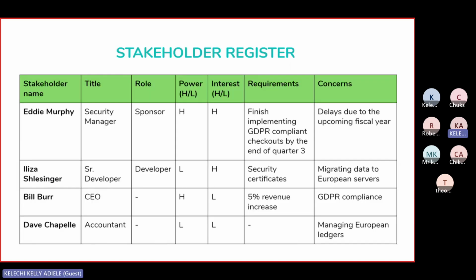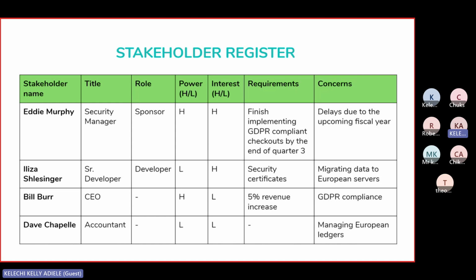So thanks for sharing. All right, so this is an example of the stakeholder register. We have the stakeholder's name, their title, their role, their power level, their interest level, the requirements you hope to gather from them, and the concerns. These are based on the requirements. This is a summary after you have gathered the stakeholder requirements. So identifying them is very important, and coming up with this kind of register is very important.